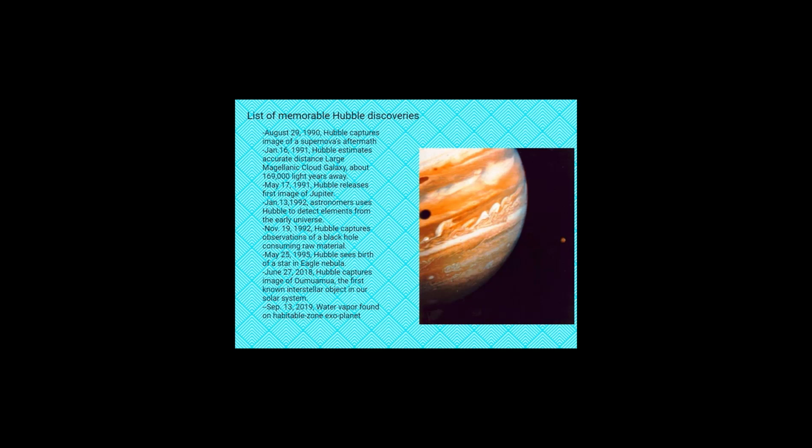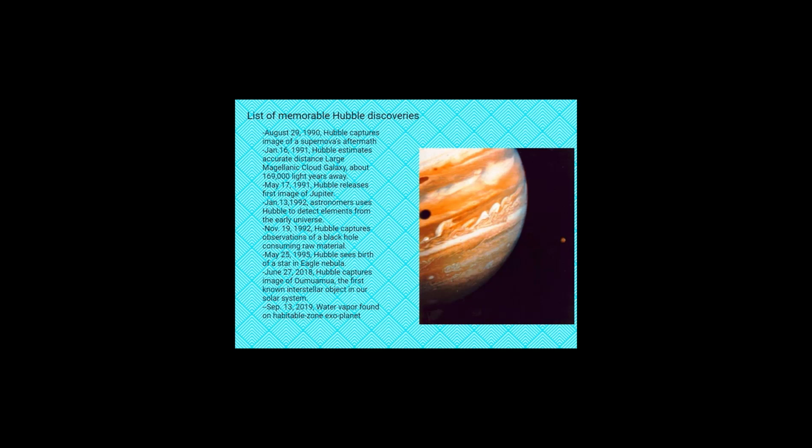On January 13, 1992, astronomers used Hubble to detect elements from the early universe. On November 19, 1992, the Hubble telescope captured observations of a black hole consuming raw material. On May 25, 1995, the Hubble telescope saw the birth of a star inside of the Eagle Nebula.